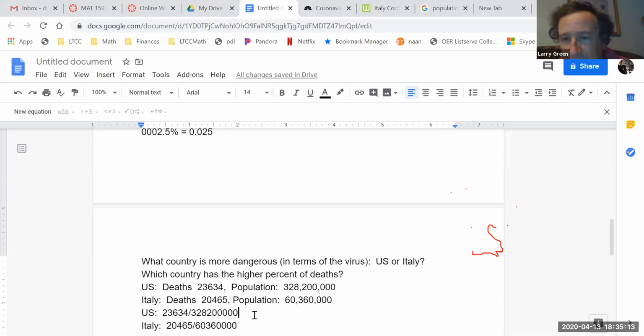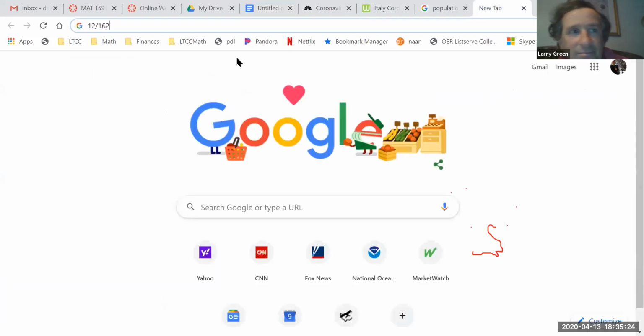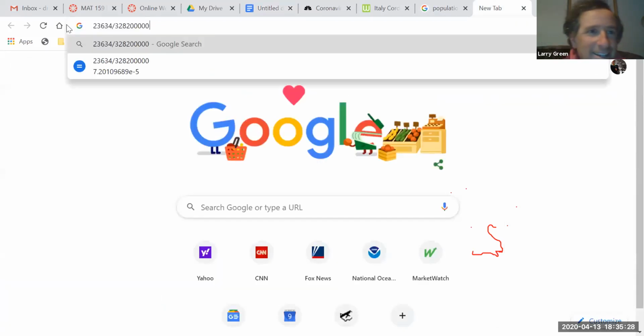Now you might be able to know just by looking at it, but these numbers are awful, aren't they? This is why it's better to either have decimals or percent. This is much easier to see. So let's do that. I'm just going to copy this into what I call my calculator. And it says 7.2 e negative 5.